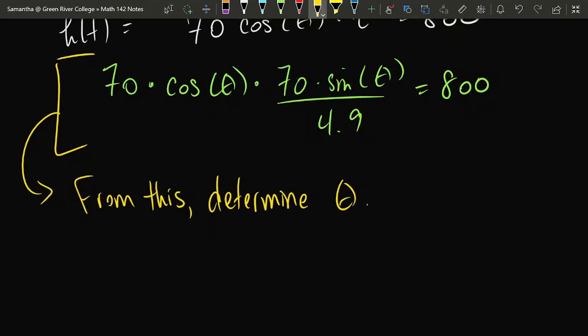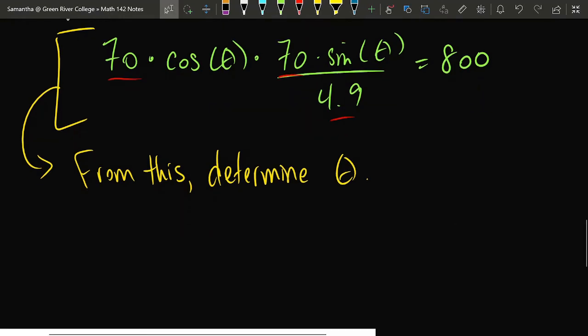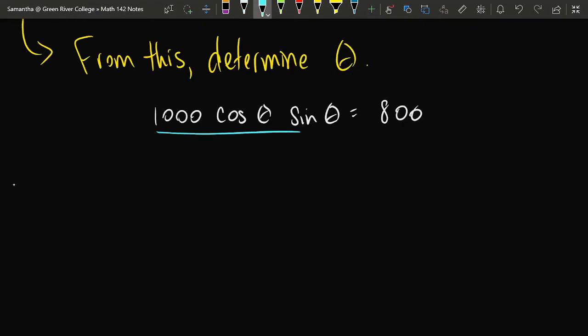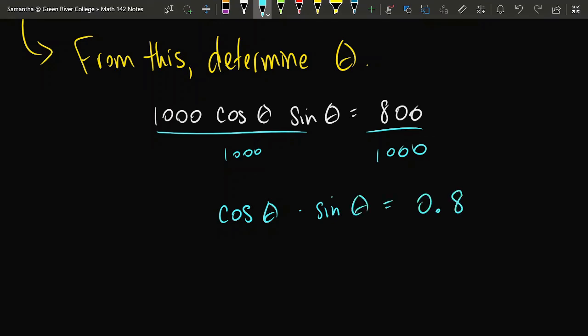Let's begin by cleaning this up a little bit. If I take 70 times 70 and divide that by 4.9, that turns out to be equal to exactly 1000 times cosine of theta times sine of theta. That needs to be equal to 800. Dividing out 1000, then I get cosine theta times sine theta is equal to 0.8.